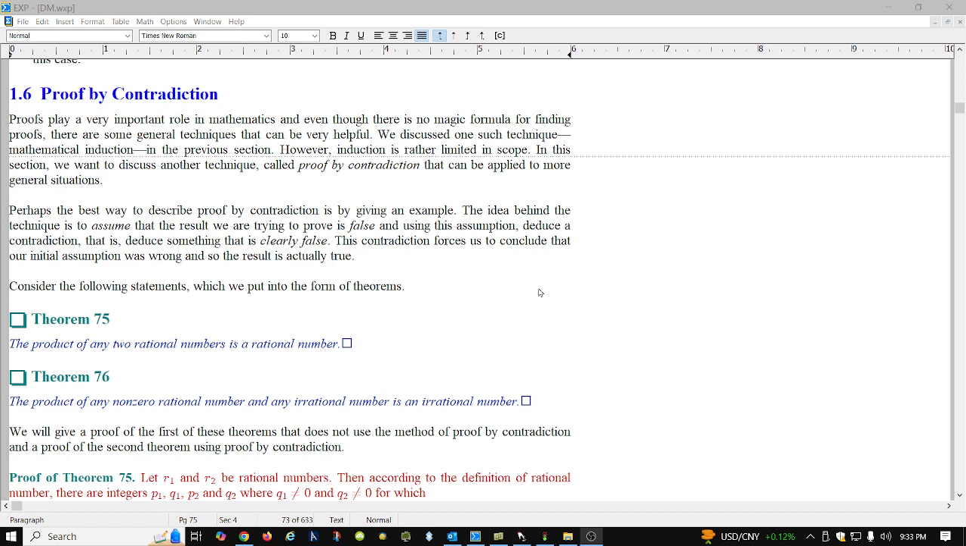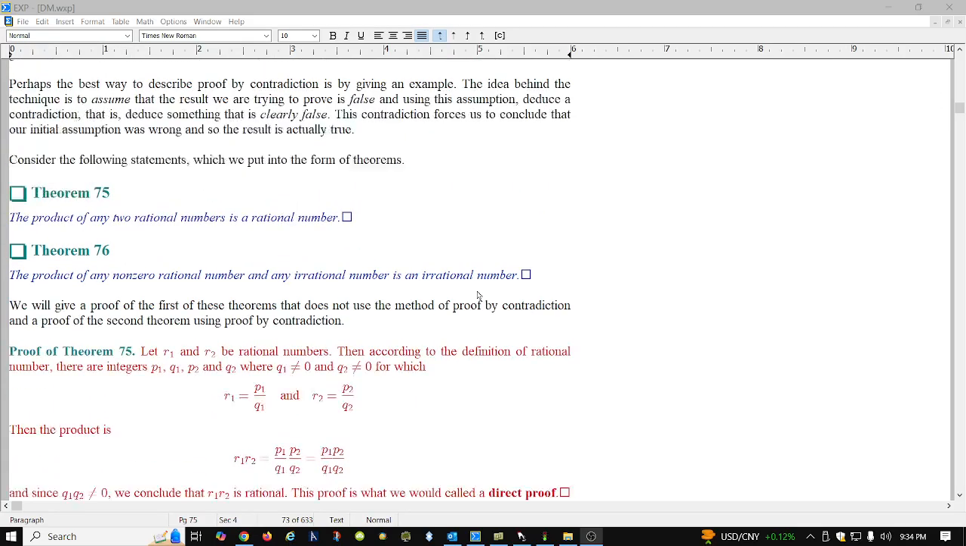I do want to discuss one additional proof technique, and that is proof by contradiction. Very simple idea. We assume that the result we're trying to prove is false, and then try to deduce a contradiction. And the only way out of that contradiction is that the result was in fact true. Let me show you a couple of simple examples.